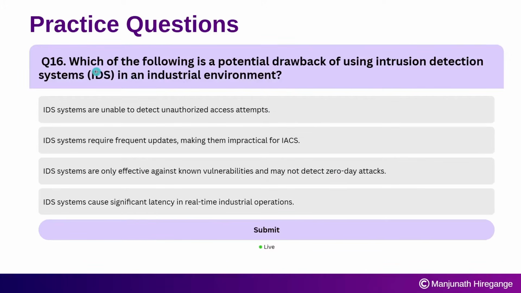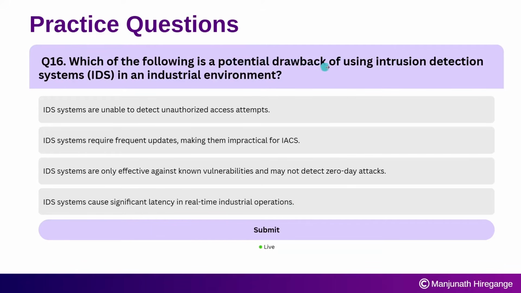Question number 16. Which of the following is a potential drawback of using IDS in an industrial environment? IDS systems are unable to detect unauthorized access attempts. IDS systems require frequent updates, making them impractical for IACS. IDS systems are only effective against known vulnerabilities and may not detect zero-day attacks. IDS systems cause significant latency in real-time industrial operations.